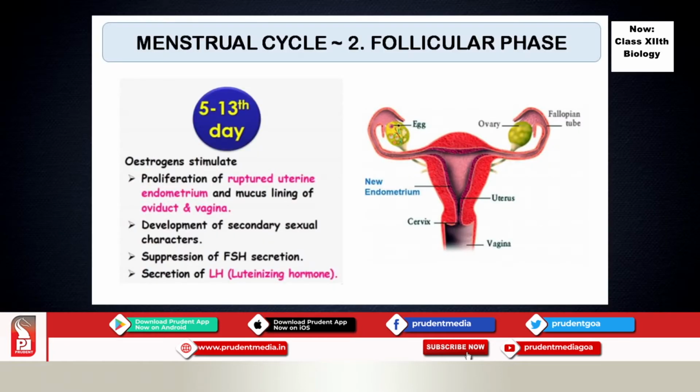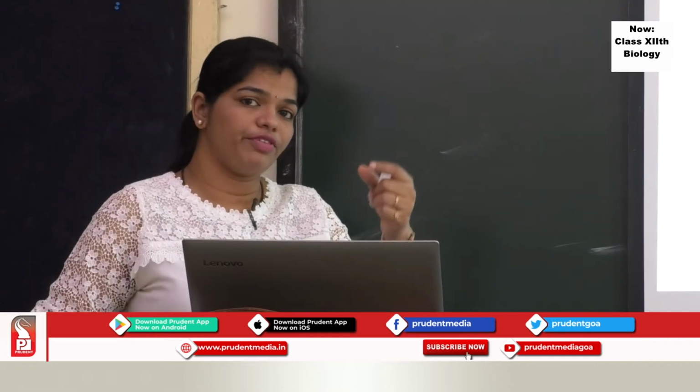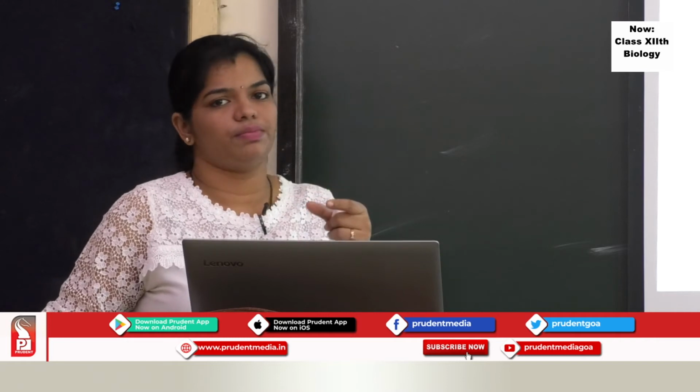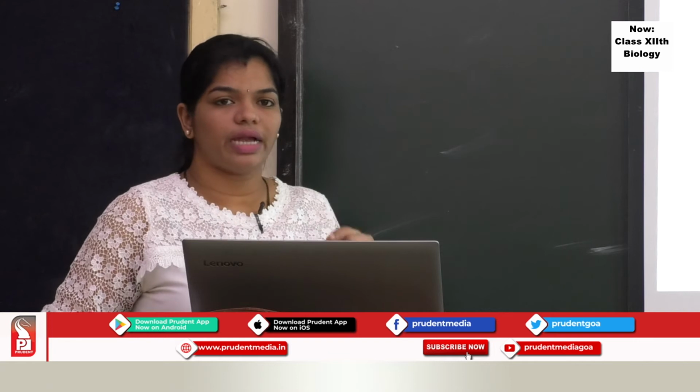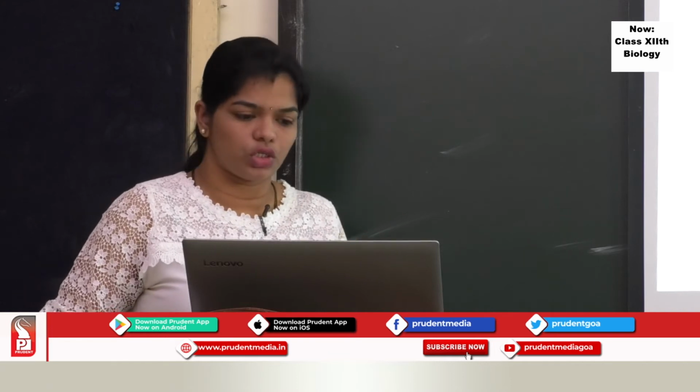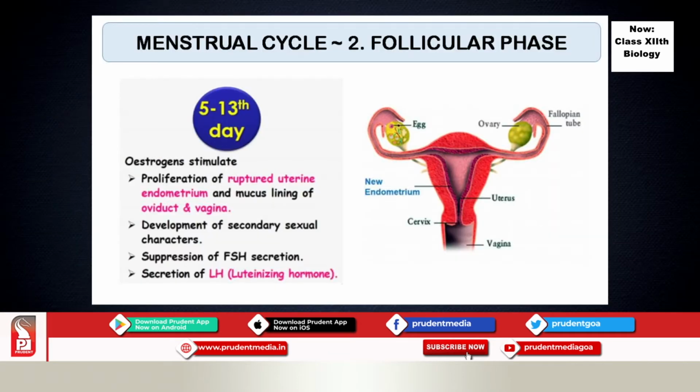Second thing, what is the role of estrogen? It is also involved in the development of secondary sexual characters. Suppression of FSH secretion, because every month only one follicle gets matured. So here the FSH starts getting suppressed by the estrogen, and the secretion of LH, that is luteinizing hormone.